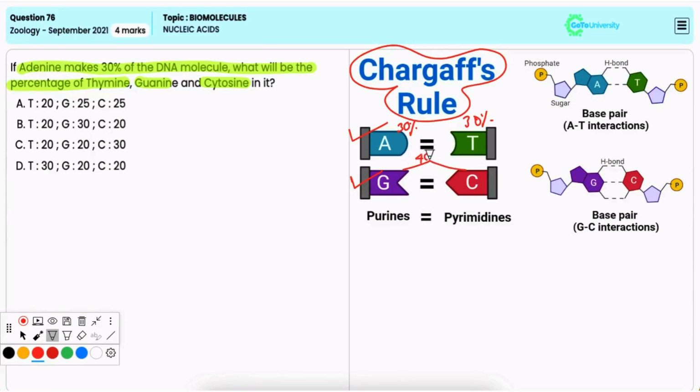Since G pairs with C, each of them will have 20%. Thus, the percentage of T equal to 30, G equal to 20 and C is also 20. Hence, the correct answer is option D.